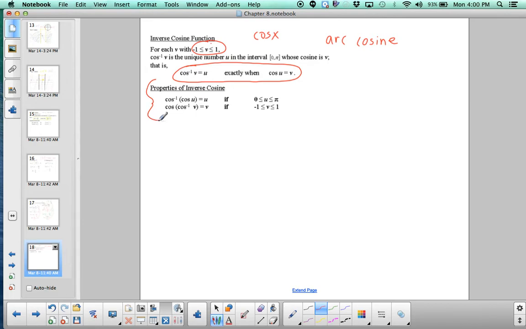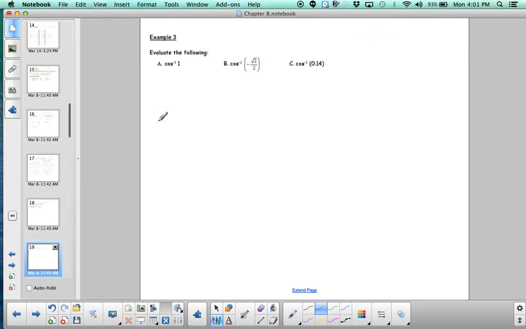Okay, so the inverse cosine of cosine of u is just equal to u. These two, you can sort of think of them as they undo each other because they are inverses. And let's apply a couple of those. So in the first one, we have arc cosine of 1, and let's set that equal to a.